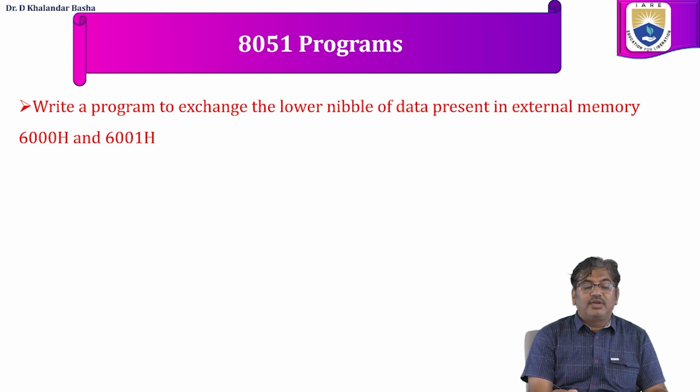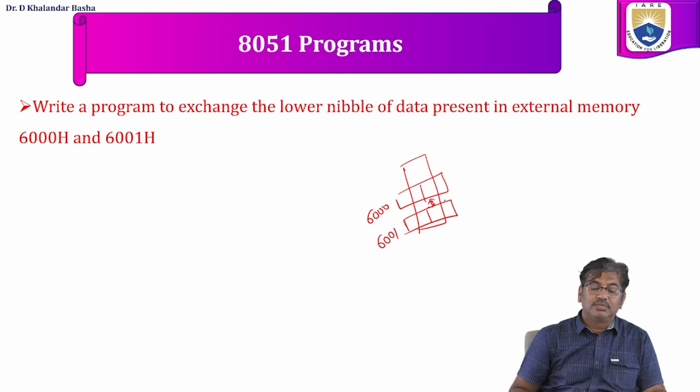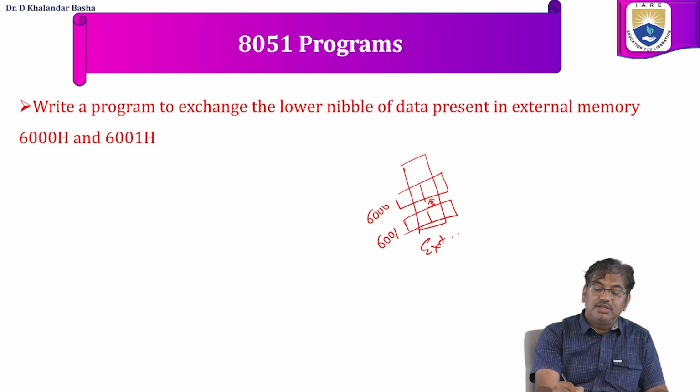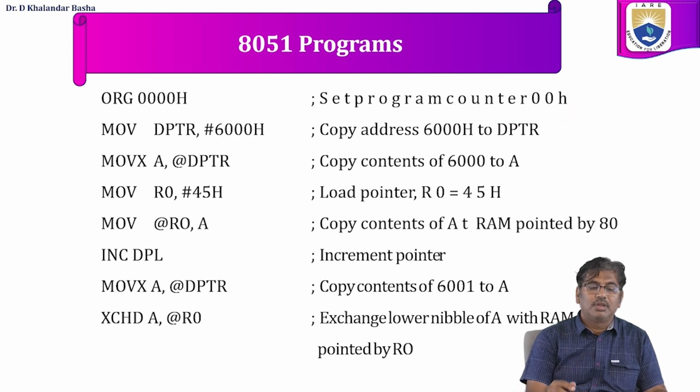Next, you will write a program to exchange the lower nibble of the data present in external memory 6000H and 6001H. So in the external memory, here we have 6000H and 6001H. We want to swap the lower 4 bits. This is present in the external memory. Now you will see the program.